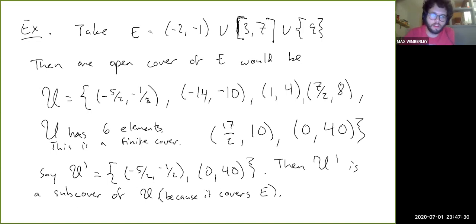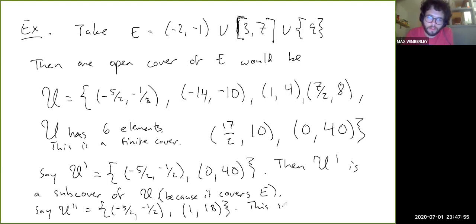Now let's look at an example of not a subcover. So say U double prime is (-5/2, -1/2) and (1, 18), I don't know.